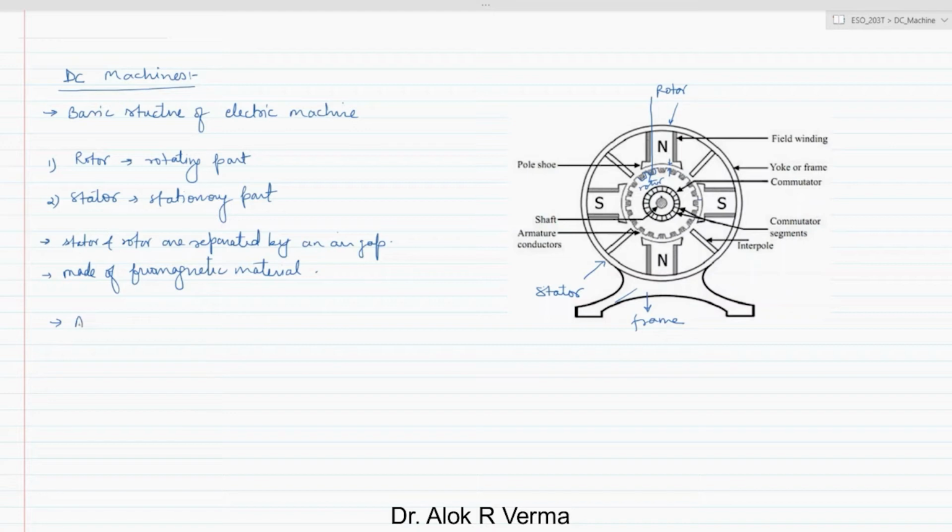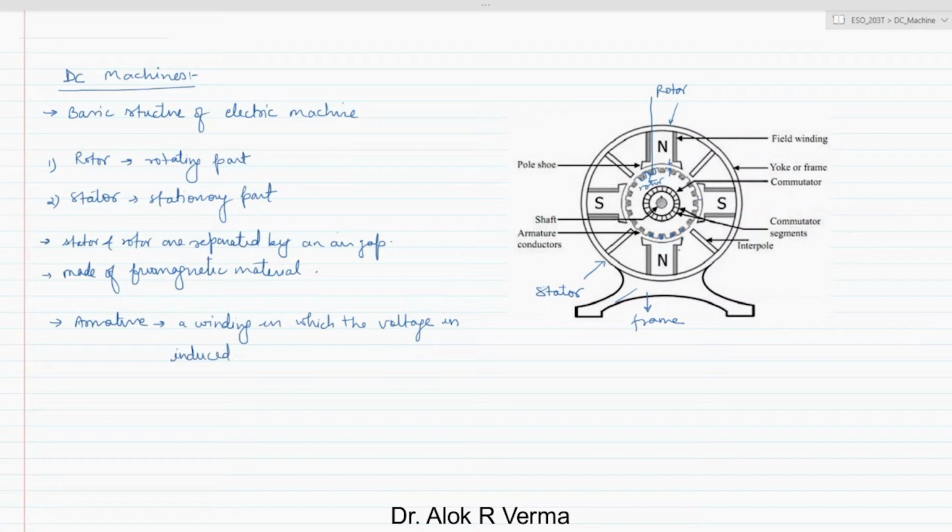So what is an armature? Armature is a winding in which the voltage is induced. The winding is basically the conductors placed in the slots. These slots carry conductors which are connected in a specific fashion, which forms a winding, and those windings in which a voltage is induced are known as the armature.